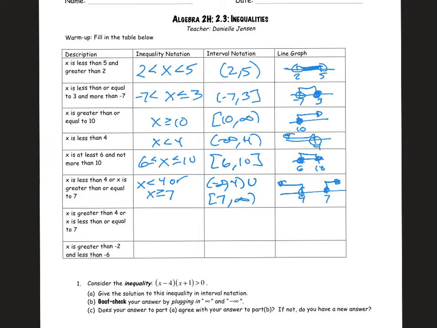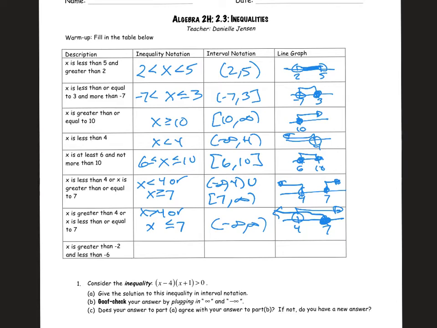Next one is X is greater than 4 or X is less than or equal to 7. The interesting thing here is that because it's an or problem, just one or the other has to be true. So greater than 4 or less than or equal to 7 means everything on the number line is covered by one or the other.